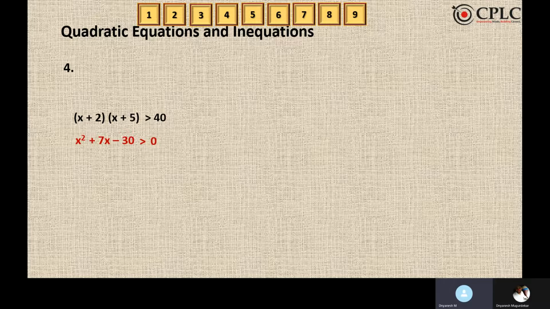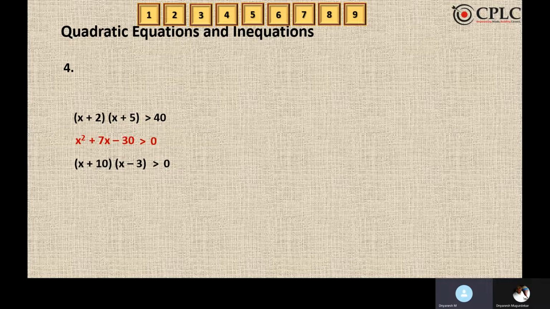Now again, you have a quadratic wherein the product is minus 30 and the sum is plus 7. The roots of the equation after factorization will be minus 10 and plus 3. So minus 10 and plus 3, these are my roots.